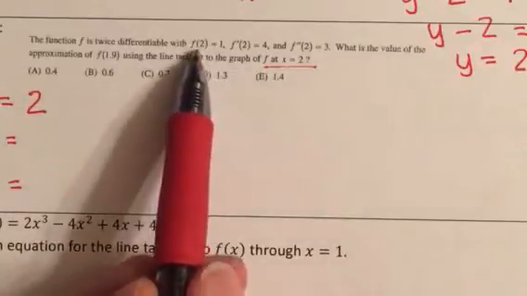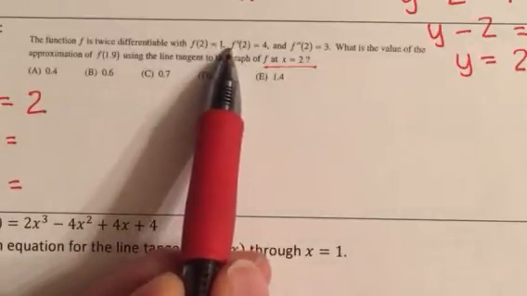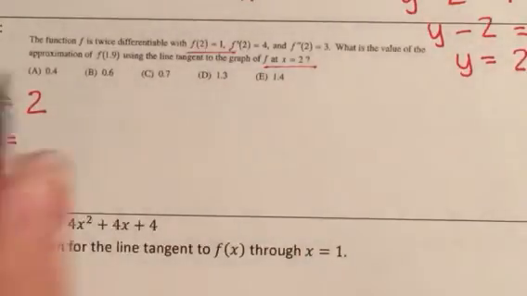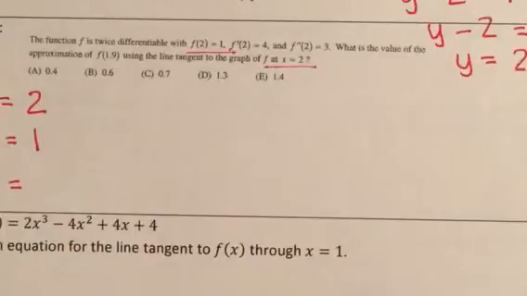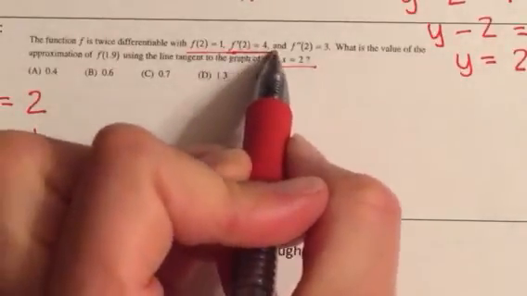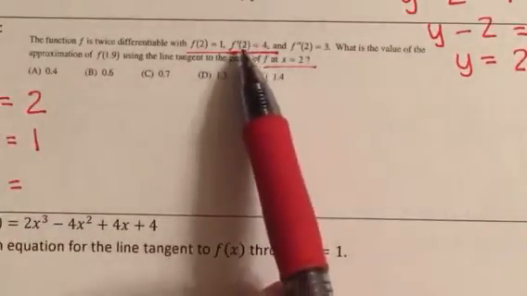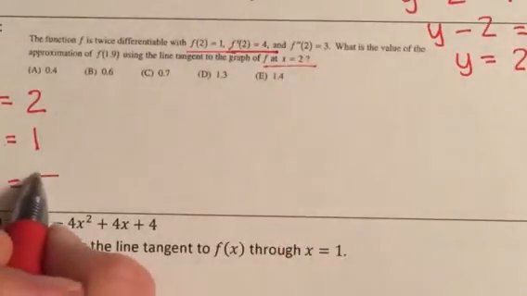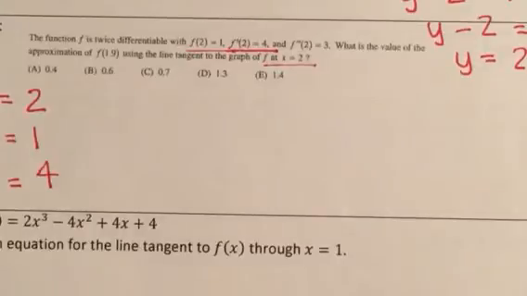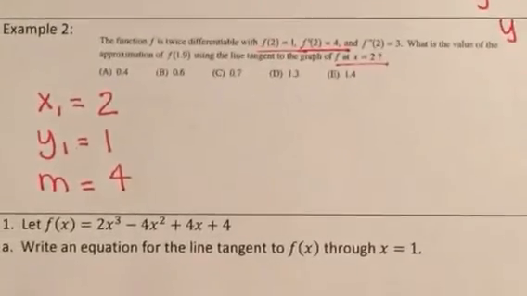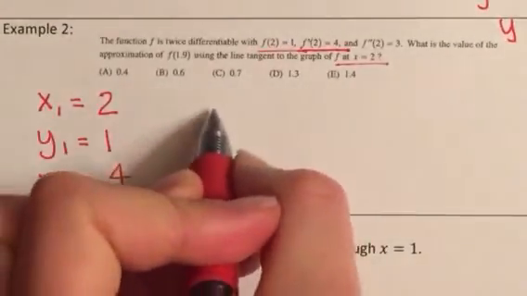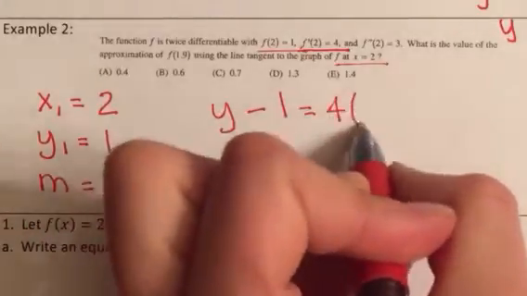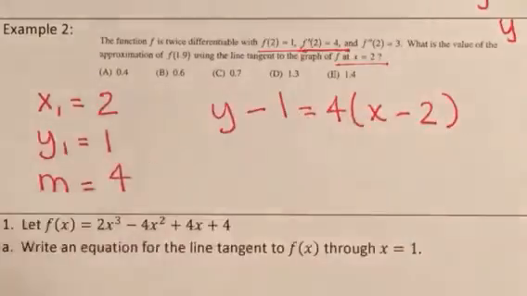So as you know, when we plug 2 into the original function, that gives us our y1. So using this information, f of 2 is 1, our y1 is 1, and as you know, when you plug the x1 into the derivative, that gives you your slope. So f prime of 2 equals 4, 4 is going to be our slope. Just like before, we plug those in to get our tangent line equation. So that gives us y minus 1 equals 4 times the quantity x minus 2.